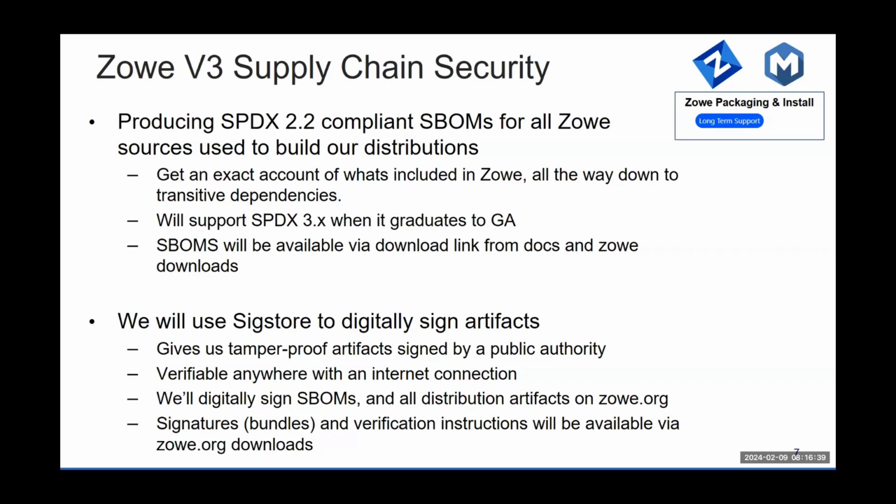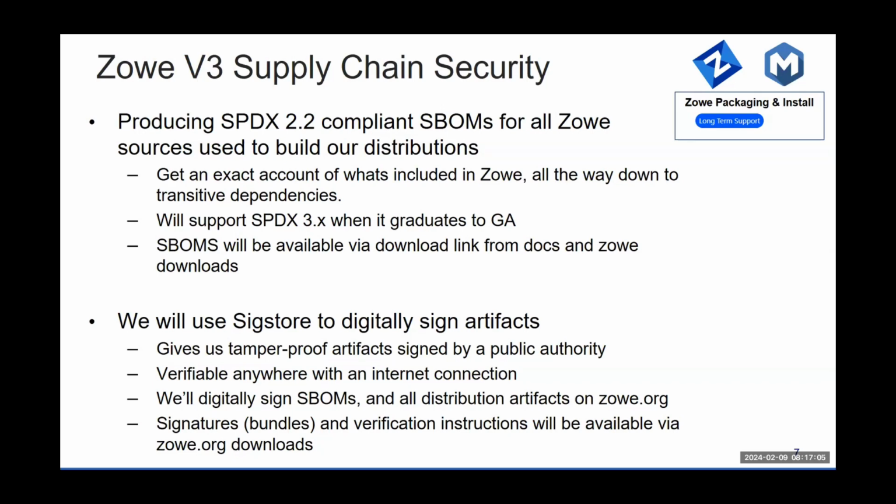So when you use Sigstore to digitally sign artifacts, you can confirm both that it was the Zowe community that built the version of Zowe that you are downloading, and that the download is bit for bit exactly as it's intended to be. So in other words, this gives us tamper-proof artifacts. This is verifiable anywhere with an internet connection.